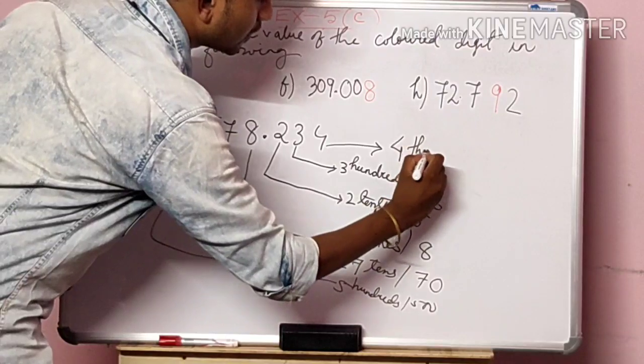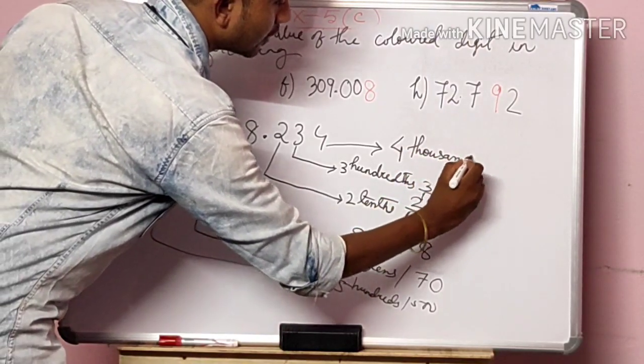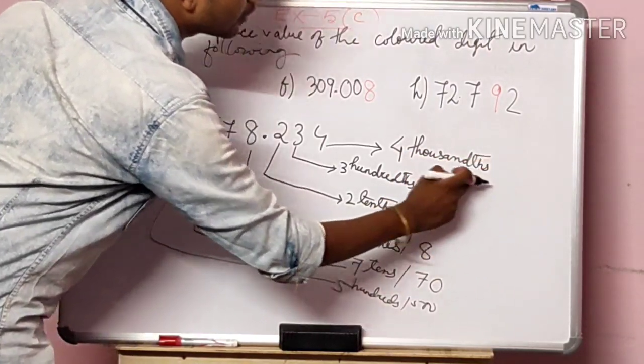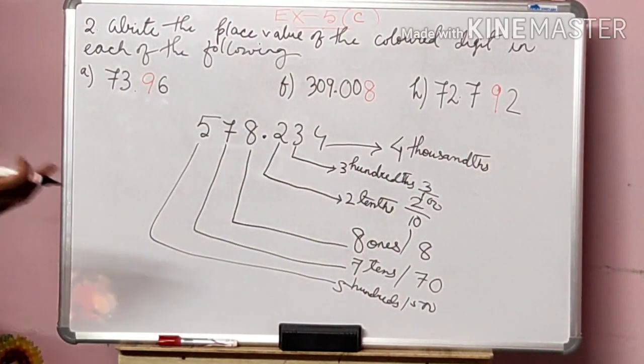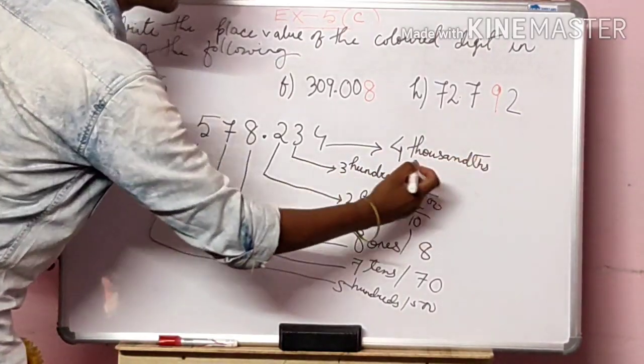So 4 thousandths. Always remember the TH-S ending, you have to keep it in mind. If you write 4,000, that will be totally imperfect, incorrect. So what we are going to do, the TH-S ending is very important.